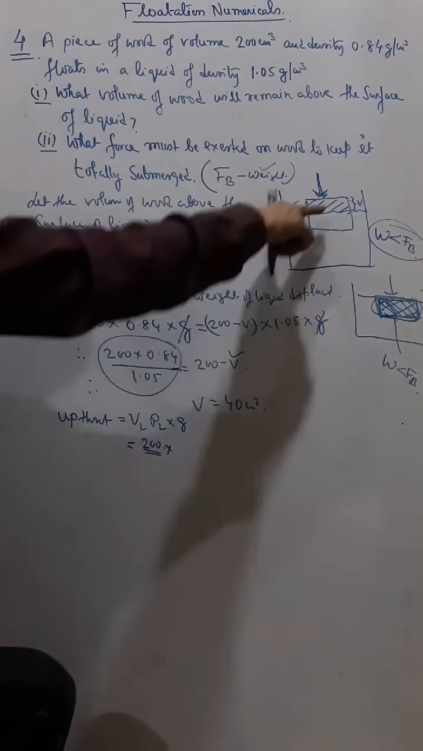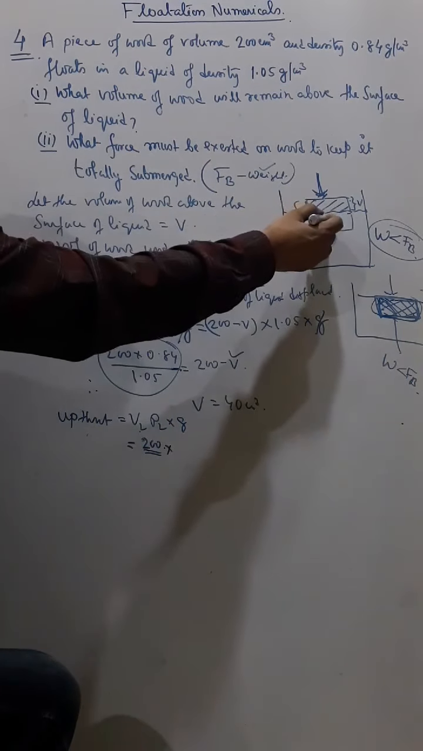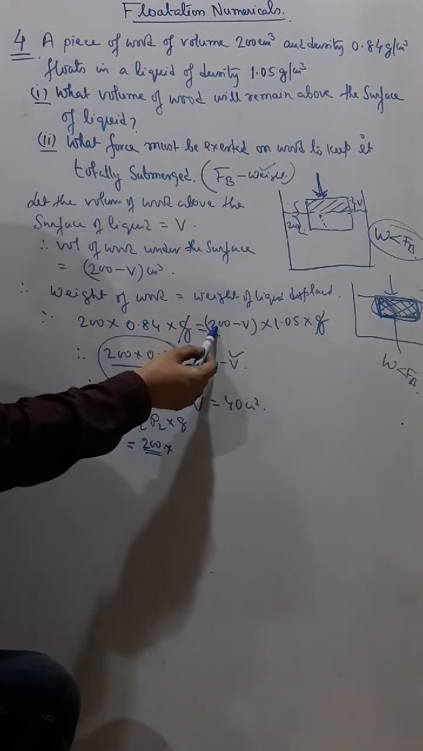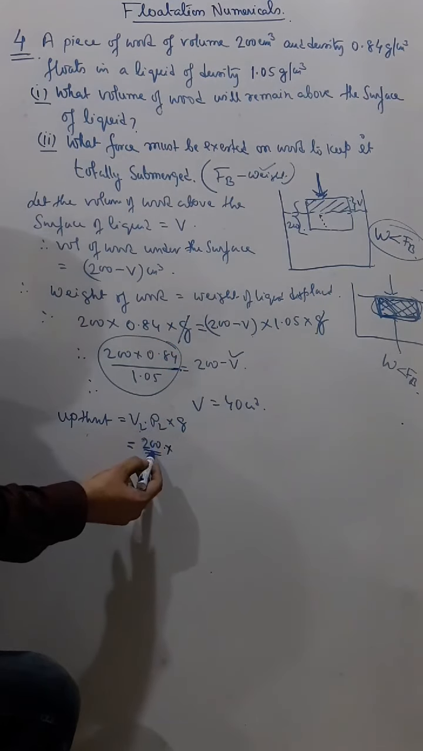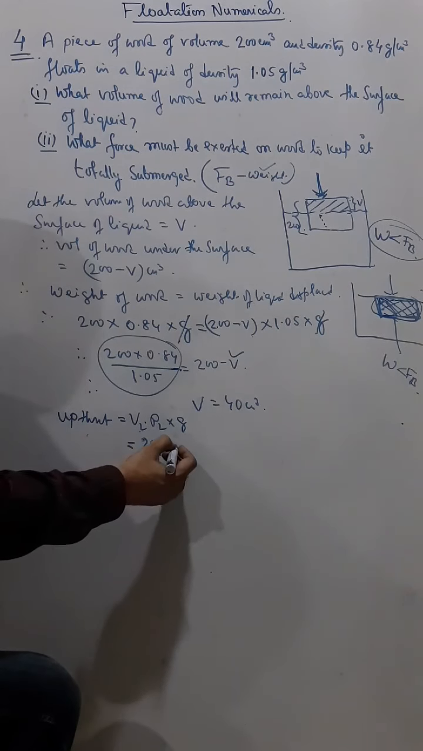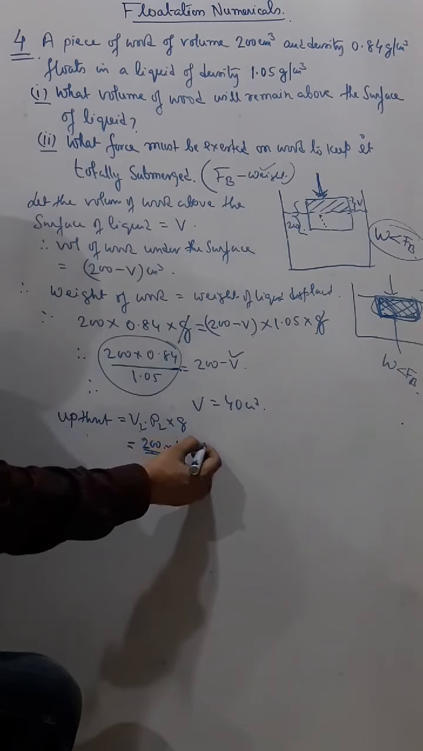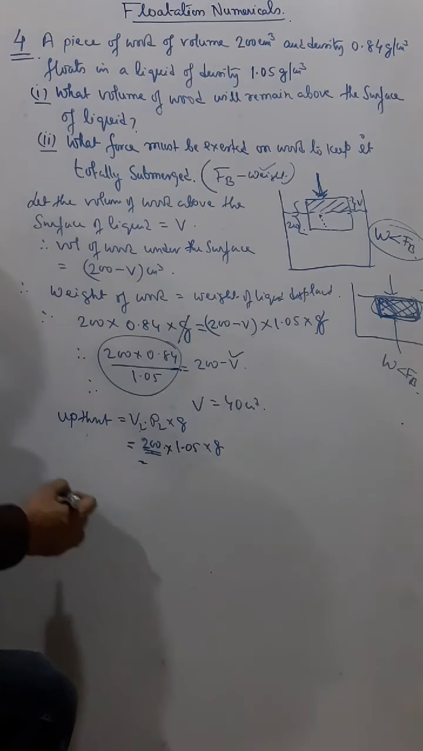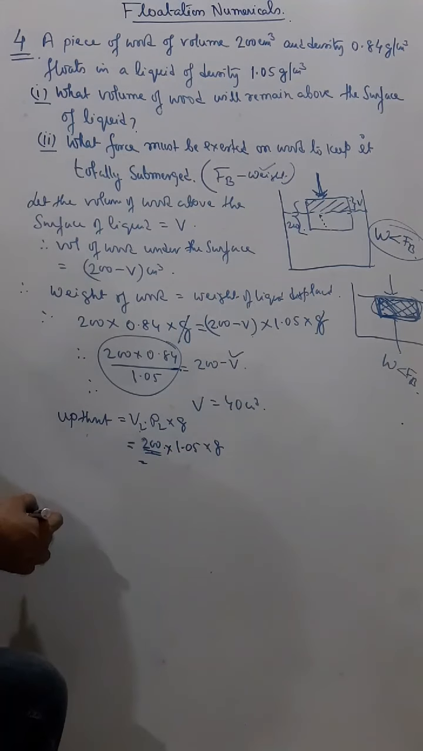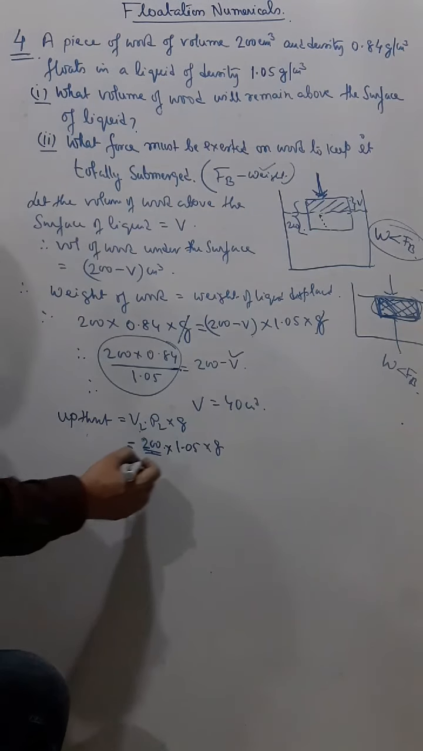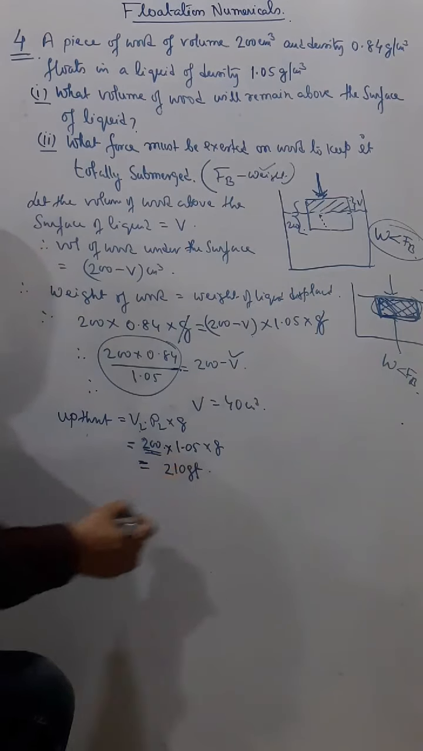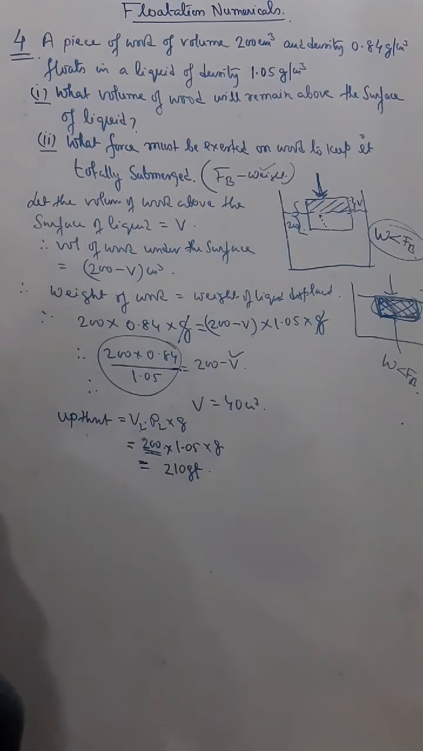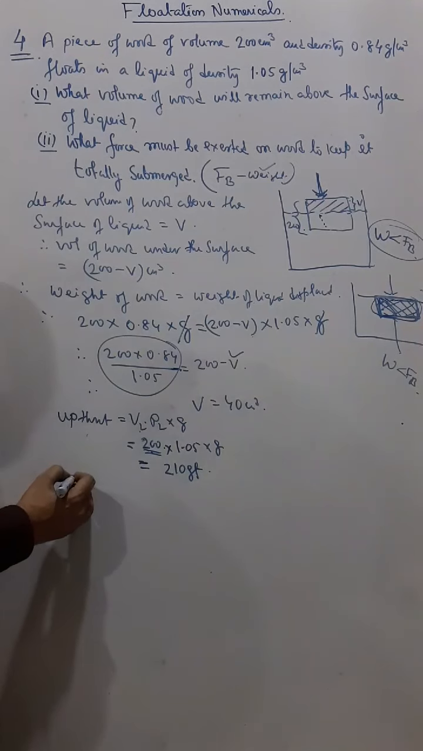But if they ask you what is the upthrust in the floating case, then I will take the volume of liquid displaced as 200 minus V. Here I am taking the volume of liquid displaced as 200, and density of the liquid as 1.5, and into G. After calculation we get 210 gf, that is the upthrust.